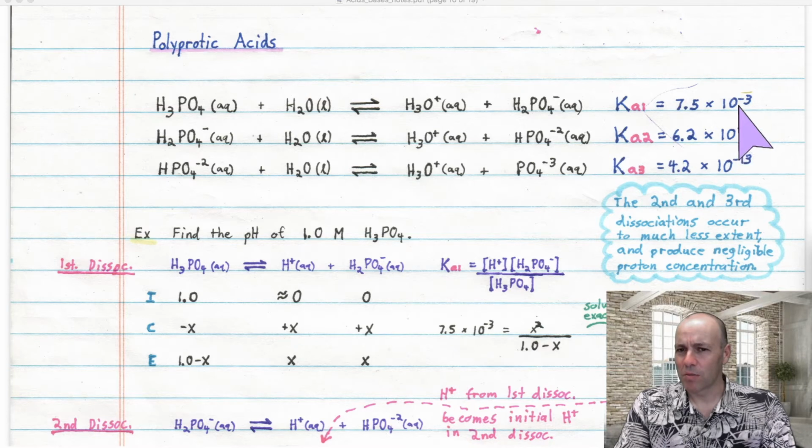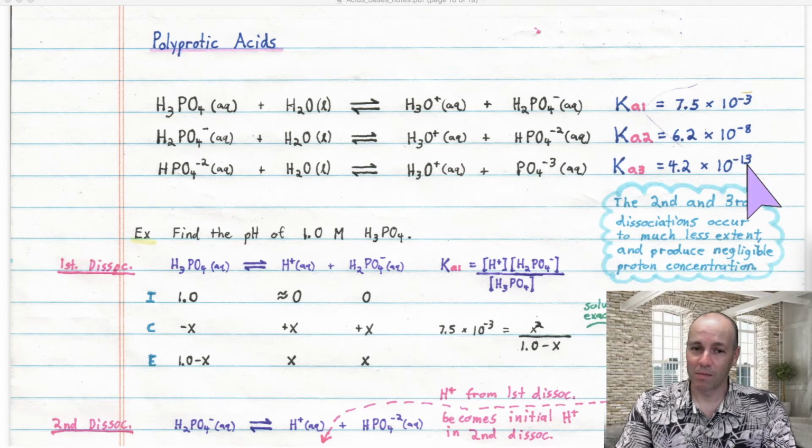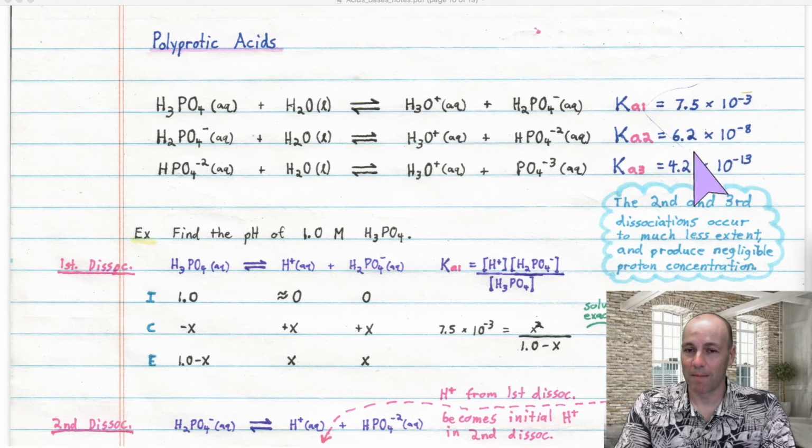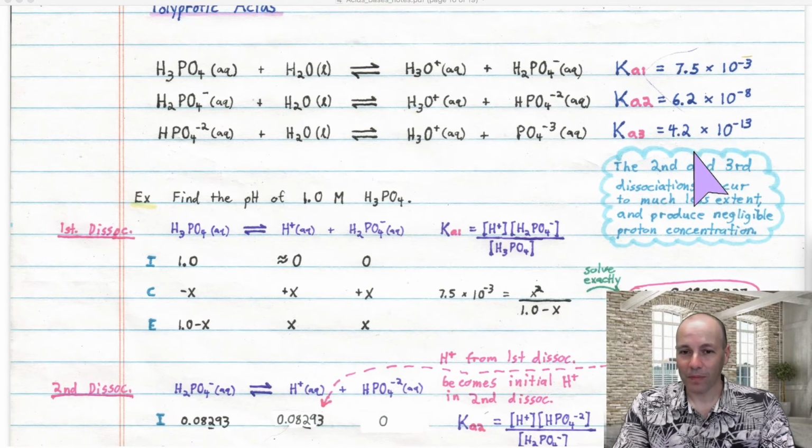Ka2 is much smaller than Ka1, and Ka3 is the smallest of all. And that's what always happens. The first dissociation has the largest equilibrium constant. You get the most proton from it. And then the second and third dissociations, if there is one, the equilibrium constants are much smaller. You would get much less products from them. So the second and third dissociations occur to much less extent.